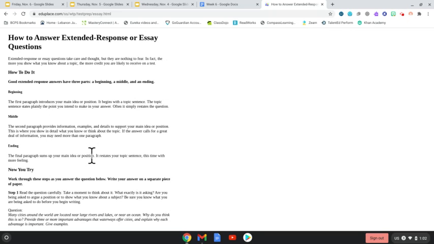The ending, it's kind of a summary of your answer. So you can restate your topic sentence. Now you have to be careful because when you restate your topic sentence, that doesn't mean that you write the same thing, but you say the same thing with different words.